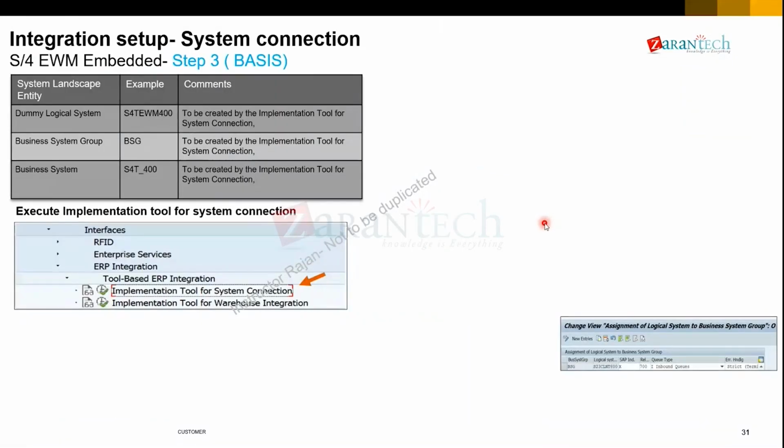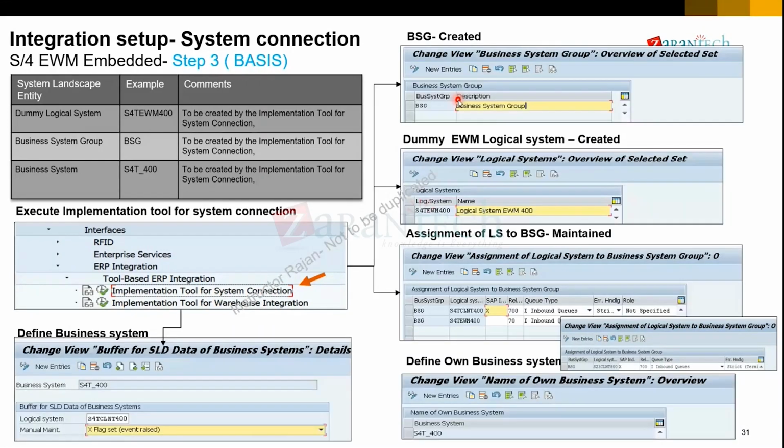Okay. Step 3, basis activity. For embedded customers, SAP has provided a tool-based wizard. These two nodes, essentially, the system connection is the one done by basis, and warehouse integration is the one done by the EWM functional. When they pass through the wizard, it will guide them, and after doing this tool-based wizard, these are the tables or config getting updated. I'll just go through them briefly.